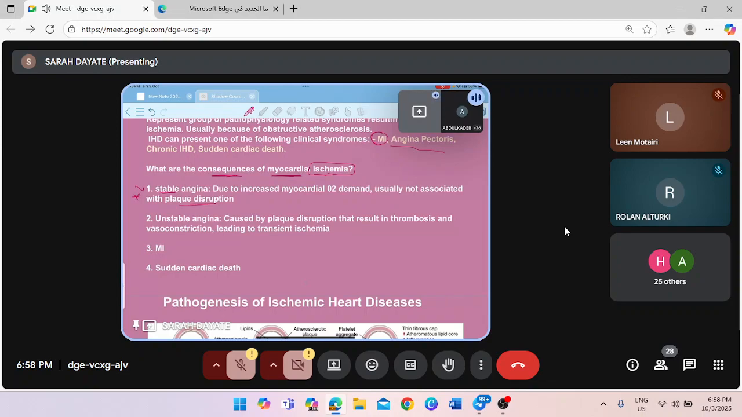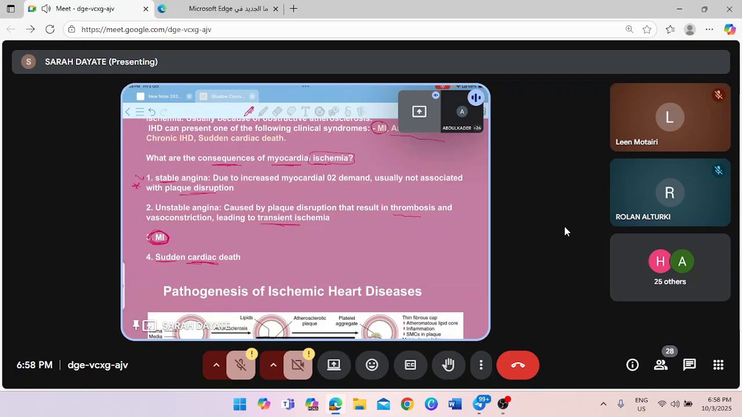Unstable angina is caused by plaque disruption that results in thrombosis and vasoconstriction, leading to transient ischemia. So we have either thrombosis or vasoconstriction, which increases the risk of death of the cardiac tissue. Then myocardial infarction, that's the death. And another option can be sudden cardiac death, without going through so much process.